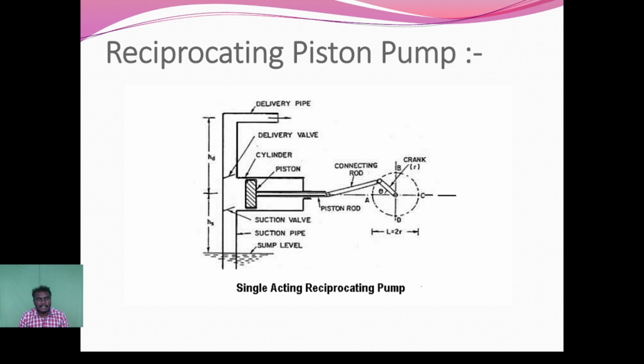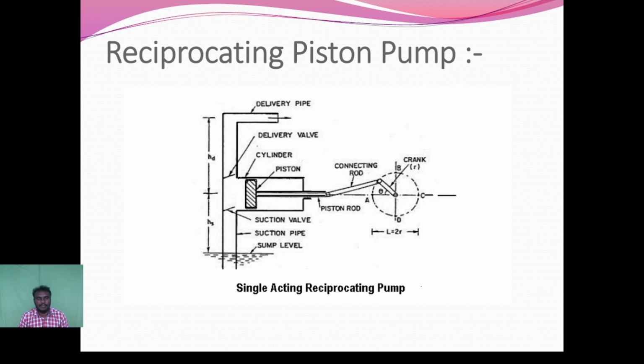The piston is at the TDC. That means the crank is at 0 degree. When the crank rotates from 0 degree to 180 degree, the piston moves from TDC to BDC. At the same time, due to the pressure difference, the suction valve automatically opens. The water from the sump level is drawn into the chamber.